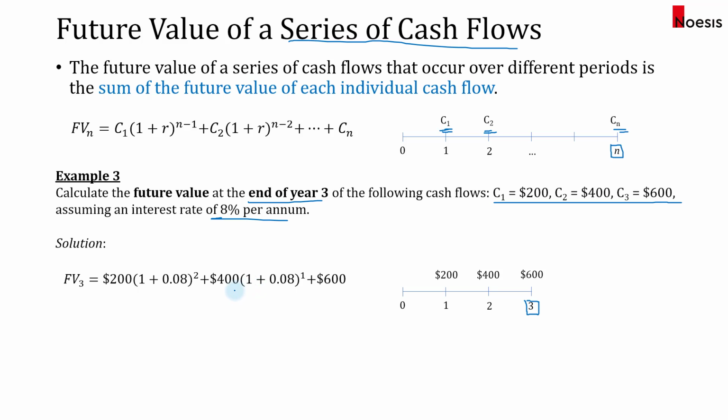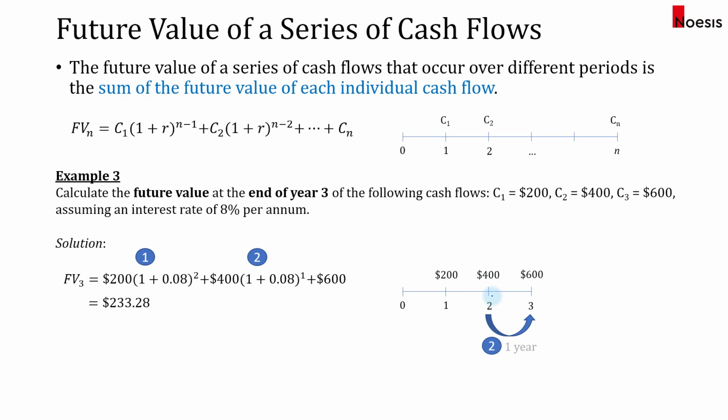So for the first $200 here, if you were to compound it to year 3, that will be equal to $233.28. And then for the $400, that will be multiplied by 1.08, so that will be equal to $432 in year 3. And then lastly, for the last $600, there is no need to compound anything because you're already at year 3. So the total of this will be the future value of the cash flows in year 3, that's $1,265.28.